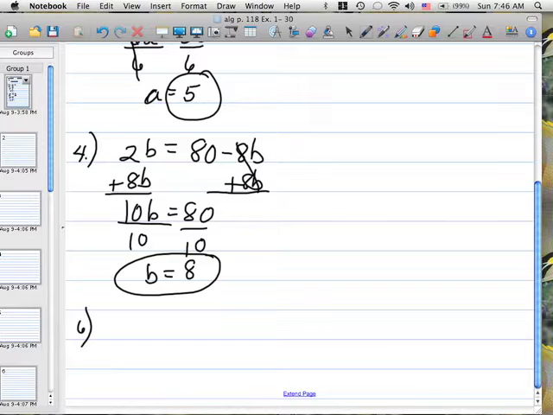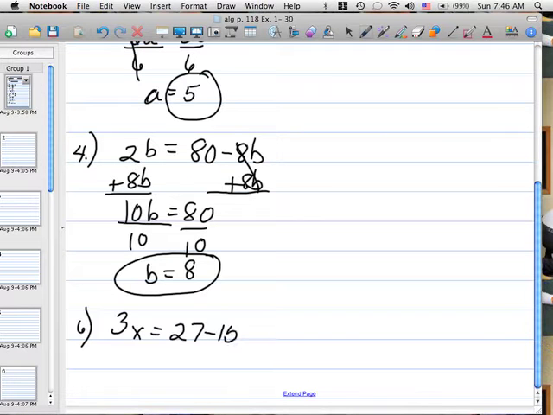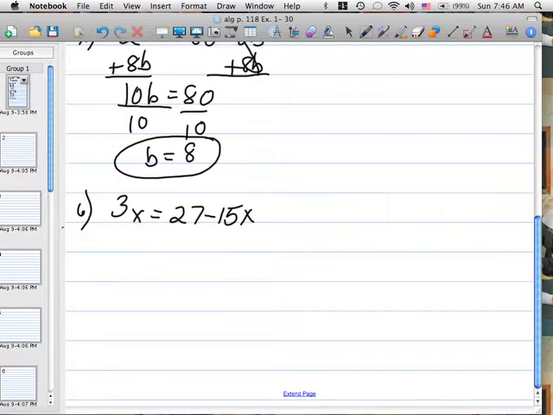Problem number 6, copy it down, it's 3x equals 27 minus 15x. Please be sure that you're using one line of work for one line of the paper. 3x is by itself, so we're going to get rid of the minus 15x on the right by adding 15x.